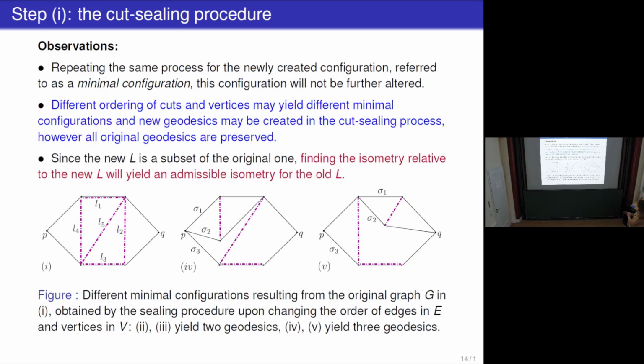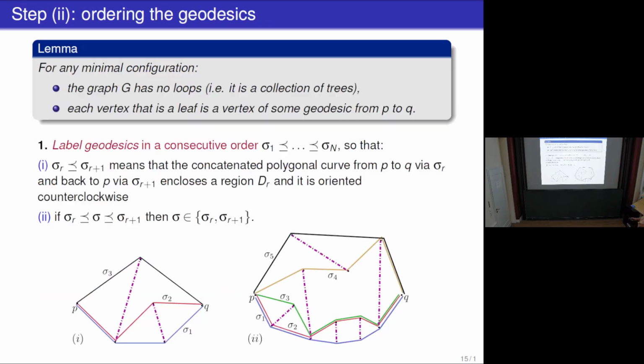So let's go ahead. In the minimal configuration, two properties. First one, the graph has no loops. So your set of cuts is a forest, which is a union of disconnected trees. Each tree is a connected graph, but it has no loops. Okay?